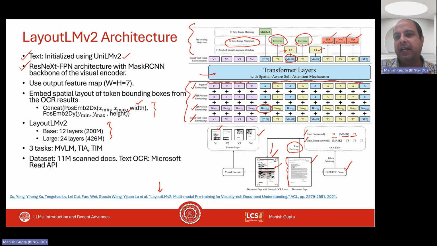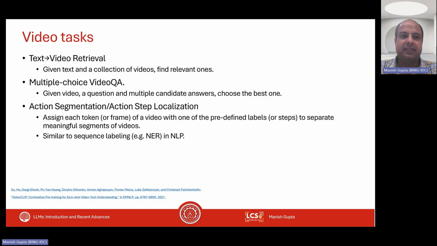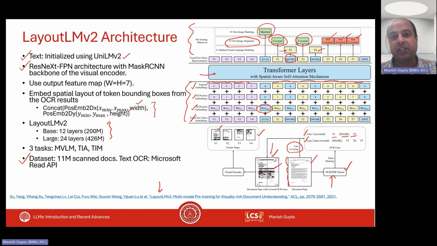And then lastly, you have text image matching: whether this particular image and the text match with each other or not, just like the VisualBERT and ViLBERT models. Those are the 3 classes. Now, of course, for the pre-training data, they obtained 11 million scanned documents, and they used the Microsoft Read API for the OCR part. And that's how LayoutLMv2 does an awesome job, and is used to pre-train a model which does very good visually rich document processing.